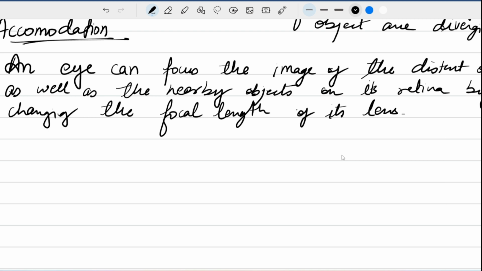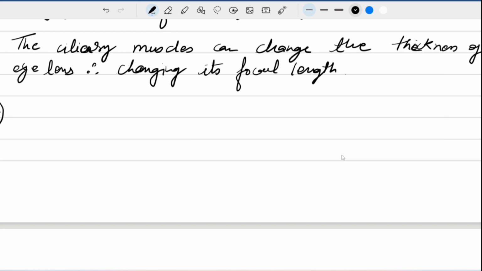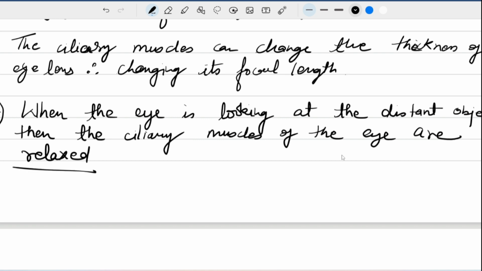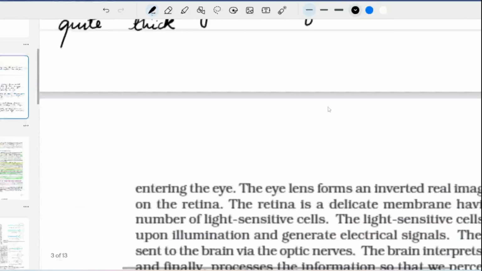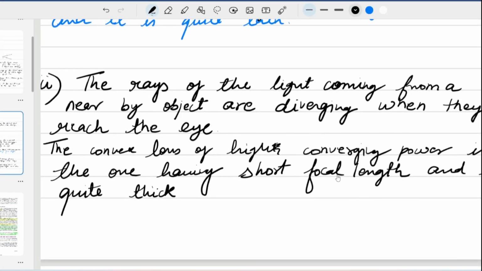Second point, ciliary muscles. The ciliary muscles can change the thickness of the eye lens, therefore changing its focal length. When the eye is looking at a distant object, the ciliary muscles of the eye are relaxed. Now, what is happening in detail, this is extra, in the relaxed form?